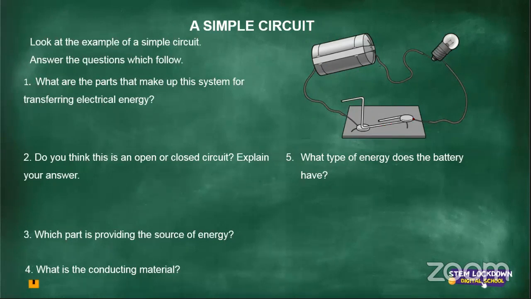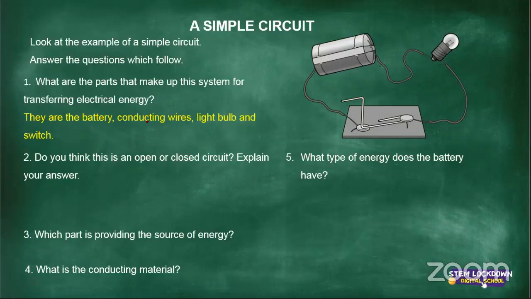So the parts are basically the components. Thank you for your answer. Well done. Okay. So you have another question, John? Okay. So we say the parts, which are the components, are the battery, the conducting wire, the light bulb, and the switch, which he correctly answered. Does anyone else want to have a chance?